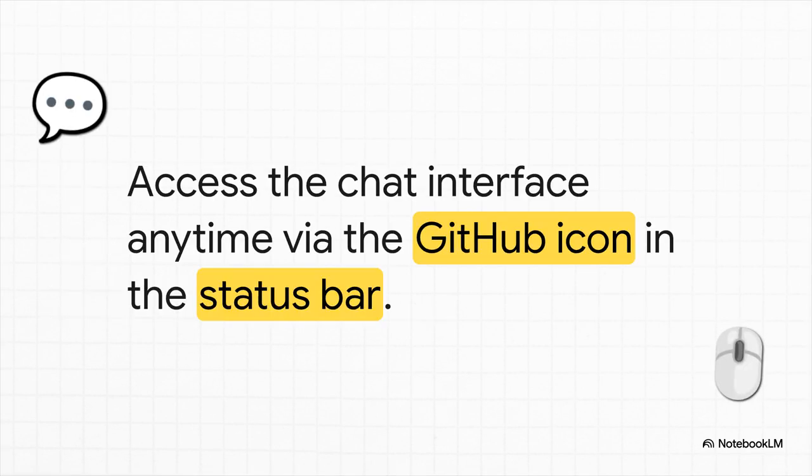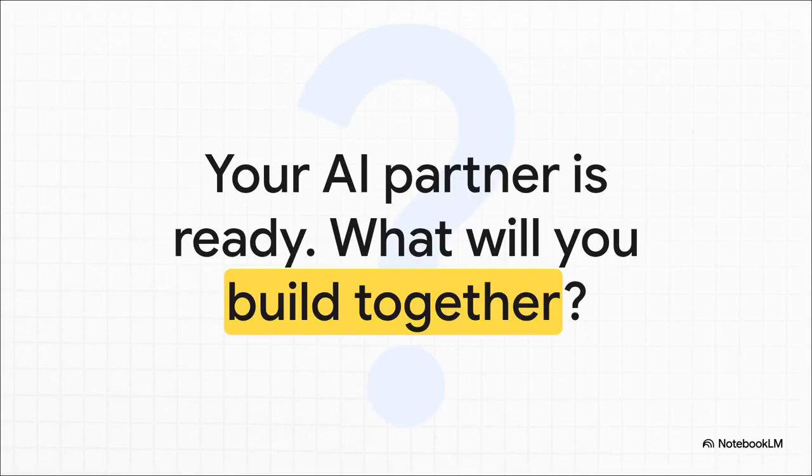And getting to the chat is just as easy as setting the whole thing up. You just go back down to that same GitHub Copilot icon in the status bar, give it a click, and the chat panel will pop open, ready for you to start asking questions. So there you have it. You're installed, you're activated, and you know how to use both the slick inline suggestions and that super powerful chat feature. Your AI coding partner is officially ready to go. The only question left is, what are you going to build together?